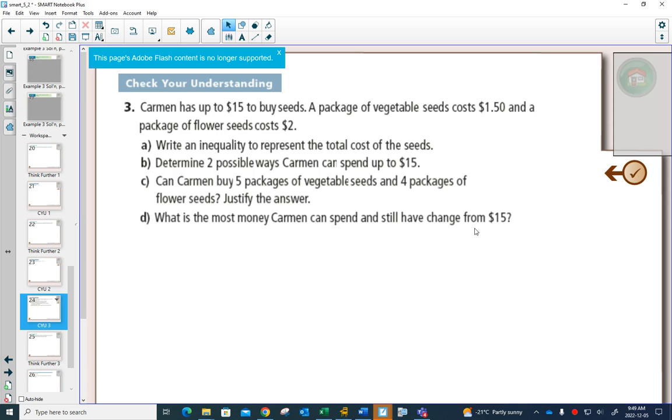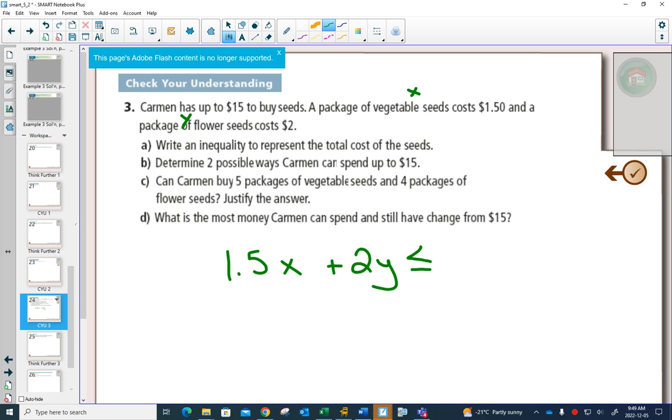To start off with, we need to write an inequality to represent this. So let's say she buys X amount of vegetable seeds and Y amounts of flower seeds. Each time she buys vegetable seeds, it'll cost $1.50. Each time she buys flower seeds, it costs $2. And this has to be less than or equal to $15.